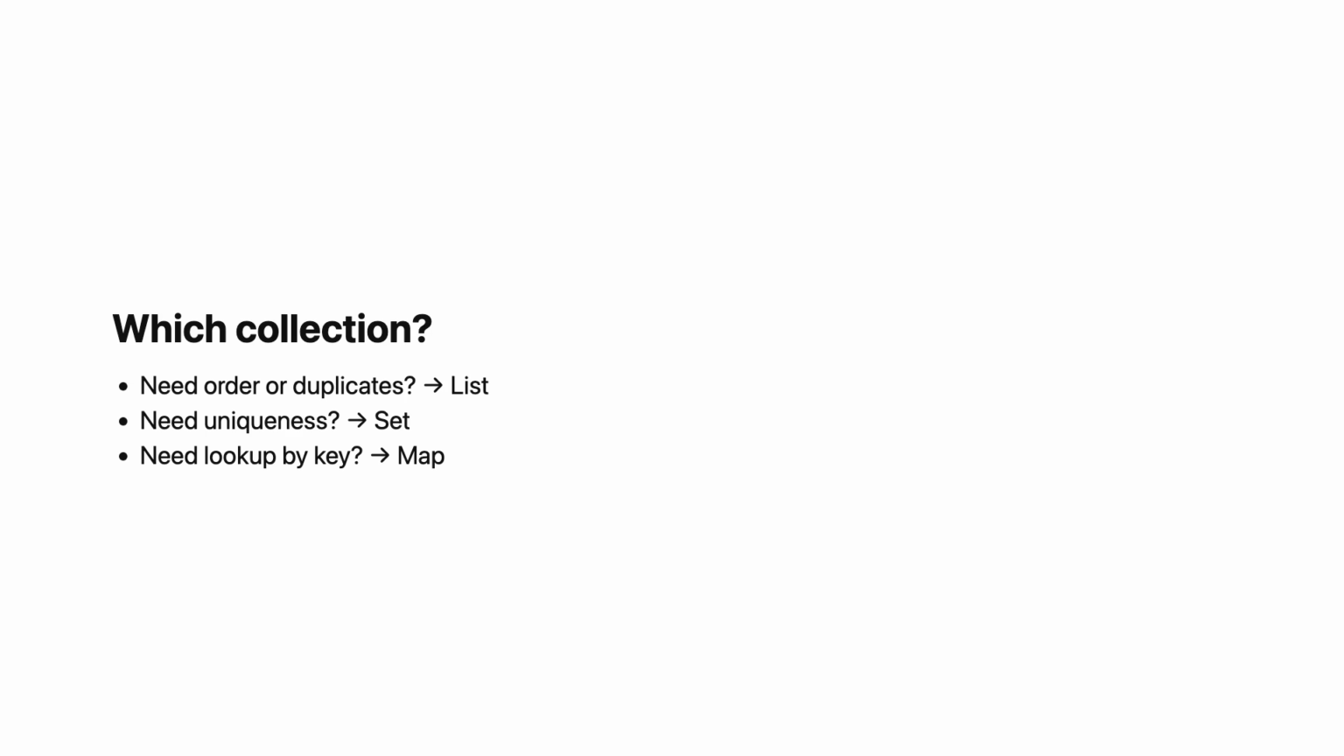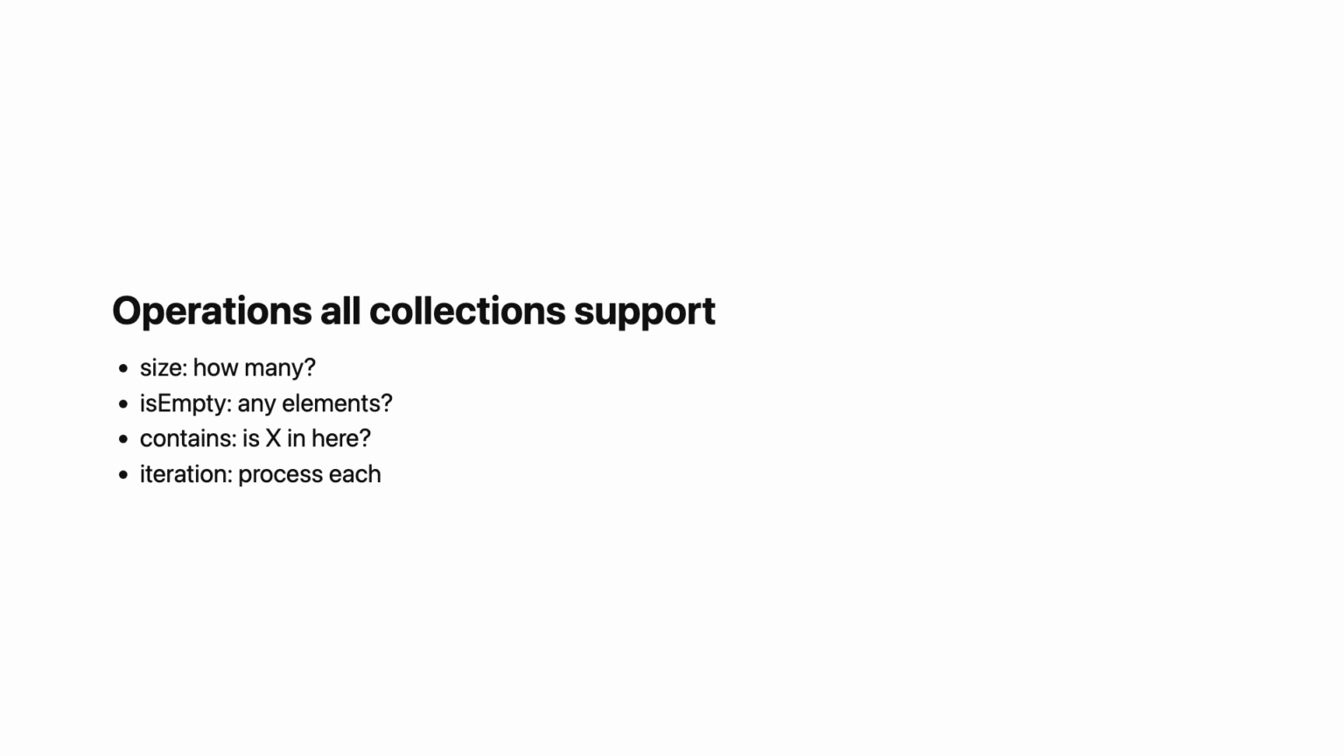Often the choice is clear. Sometimes multiple collections could work. Choose the one that best matches how you will use the data. The operations you need guide the choice. Need to look up by key? Map. Need to ensure uniqueness? Set. Need ordered access? List.